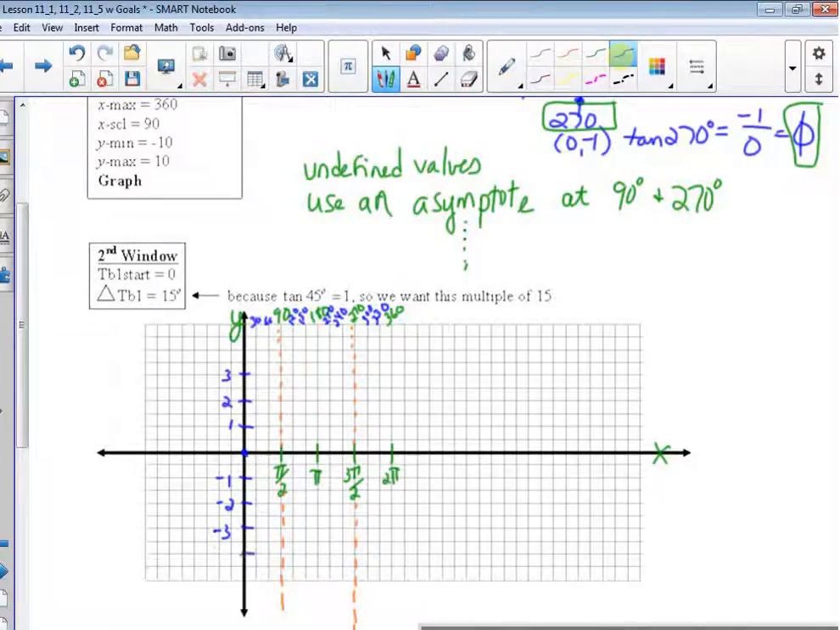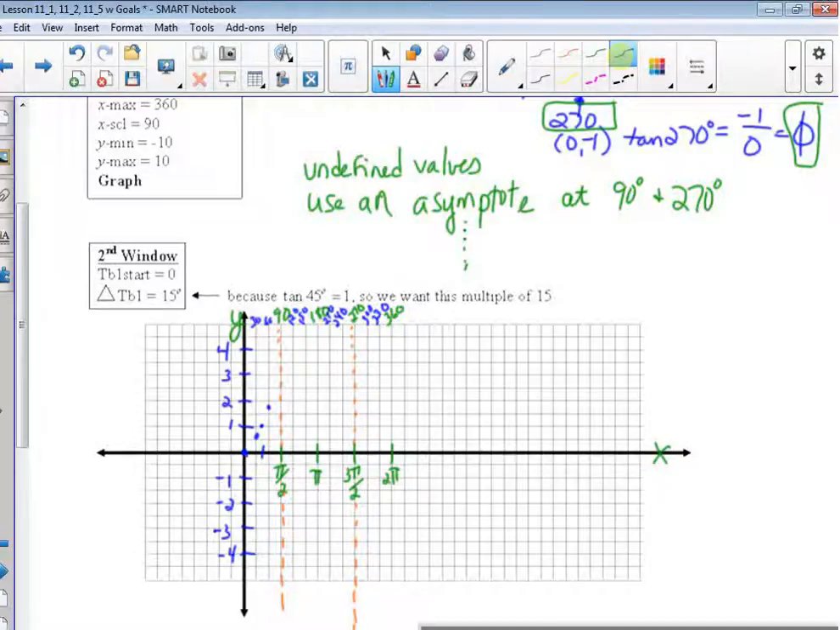Okay, and negative 4 and positive 4, because that goes a little higher. So then 30 is 0.6, so over 1 mark and up 0.6. And 60 was 1.7. And the important one is 45, right in the middle there, and that is at 1.